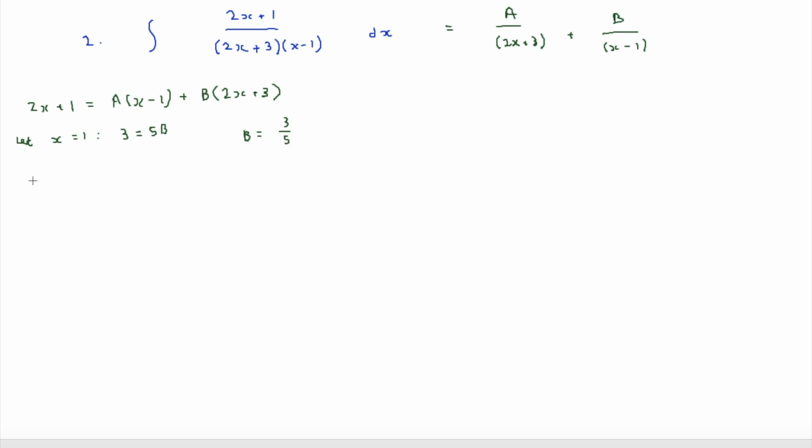Then if we let x equal minus 1.5 to get rid of that, then what we're going to get is minus 2 is equal to minus 5 over 2a. When using a calculator, you're able to find that a is equal to 4/5.